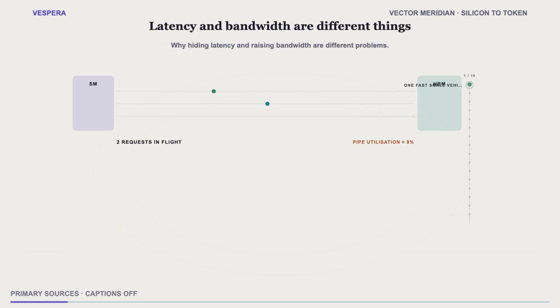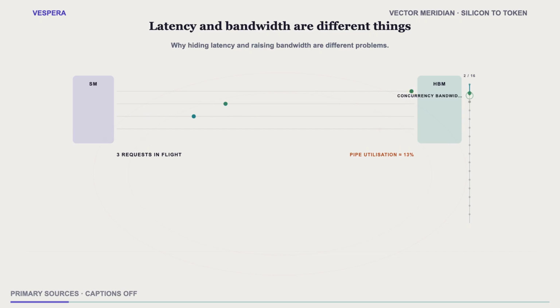There is a confusion buried in everything we have said so far, and it will cause you to draw wrong conclusions if we do not separate it now. Latency and bandwidth are not the same resource. They are not even the same kind of resource, and a machine can be excellent at one while being ordinary at the other. Latency is how long one request takes. You ask for a number, sometime later the number arrives. Bandwidth is how many numbers arrive per second when many requests are in flight at once.